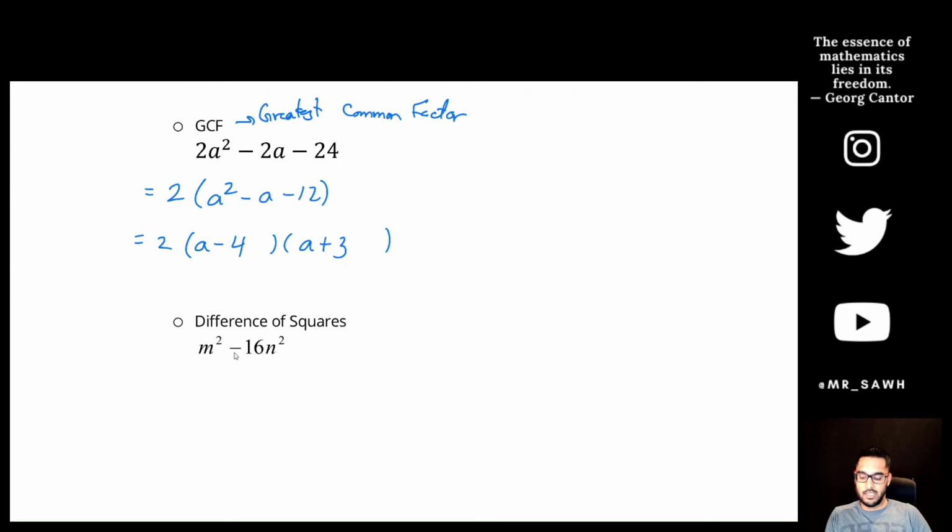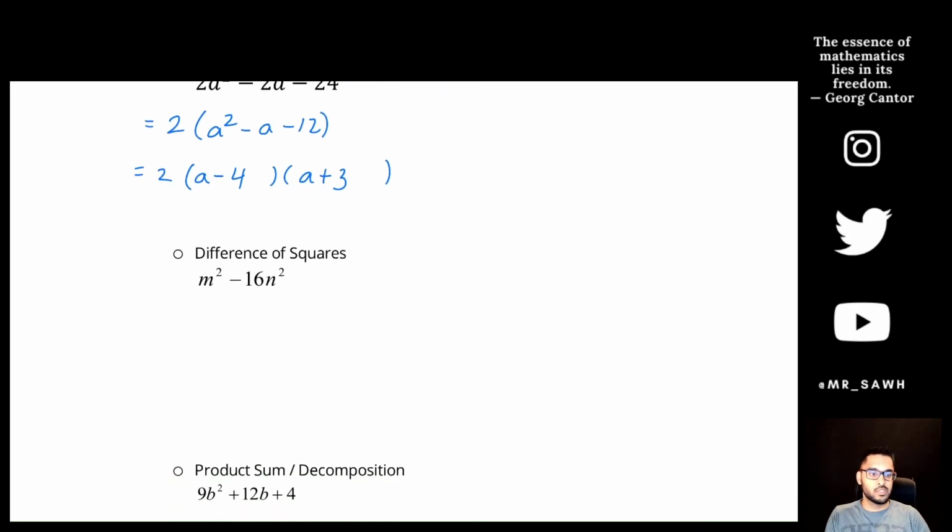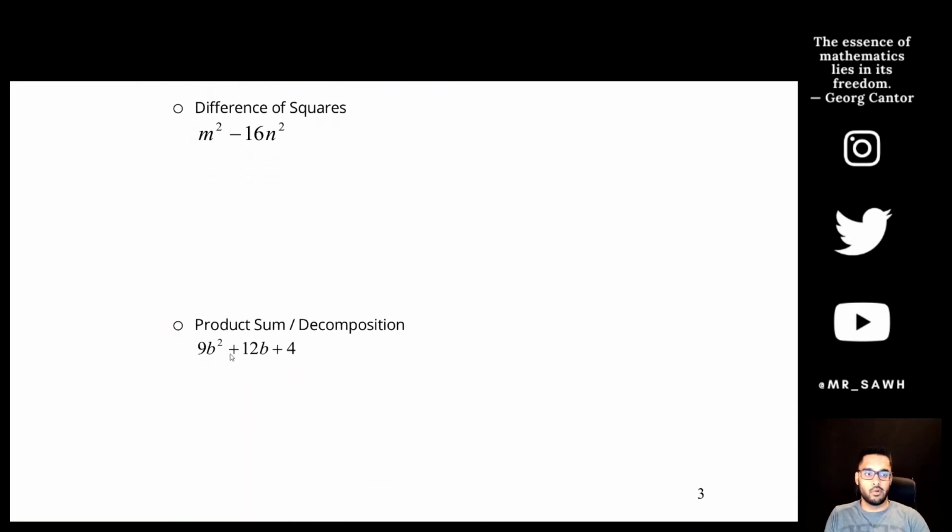One of the other techniques we talked about in Math 10 was a difference of squares, which said that if your first term is a perfect square and your second term is also a perfect square, as long as you have a subtraction in the middle, a difference, you can follow this shortcut pattern. You take the square root of the first term, so the square root of m squared is m, the square root of 16n squared is 4n, and you place different signs in between them.